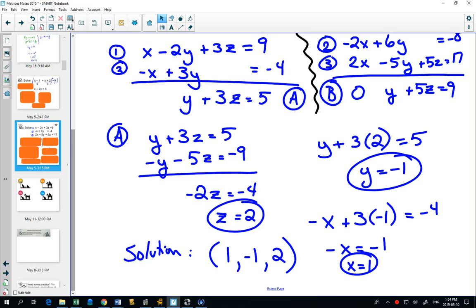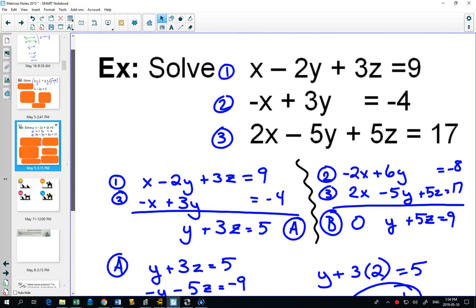Okay? And in this situation, someone might say, Mr. JR, if you look at equation 2, it doesn't have a z already. Why not just use equation 1 and 3 and get rid of the z that way and use that new system? Perfect. That would work as well.